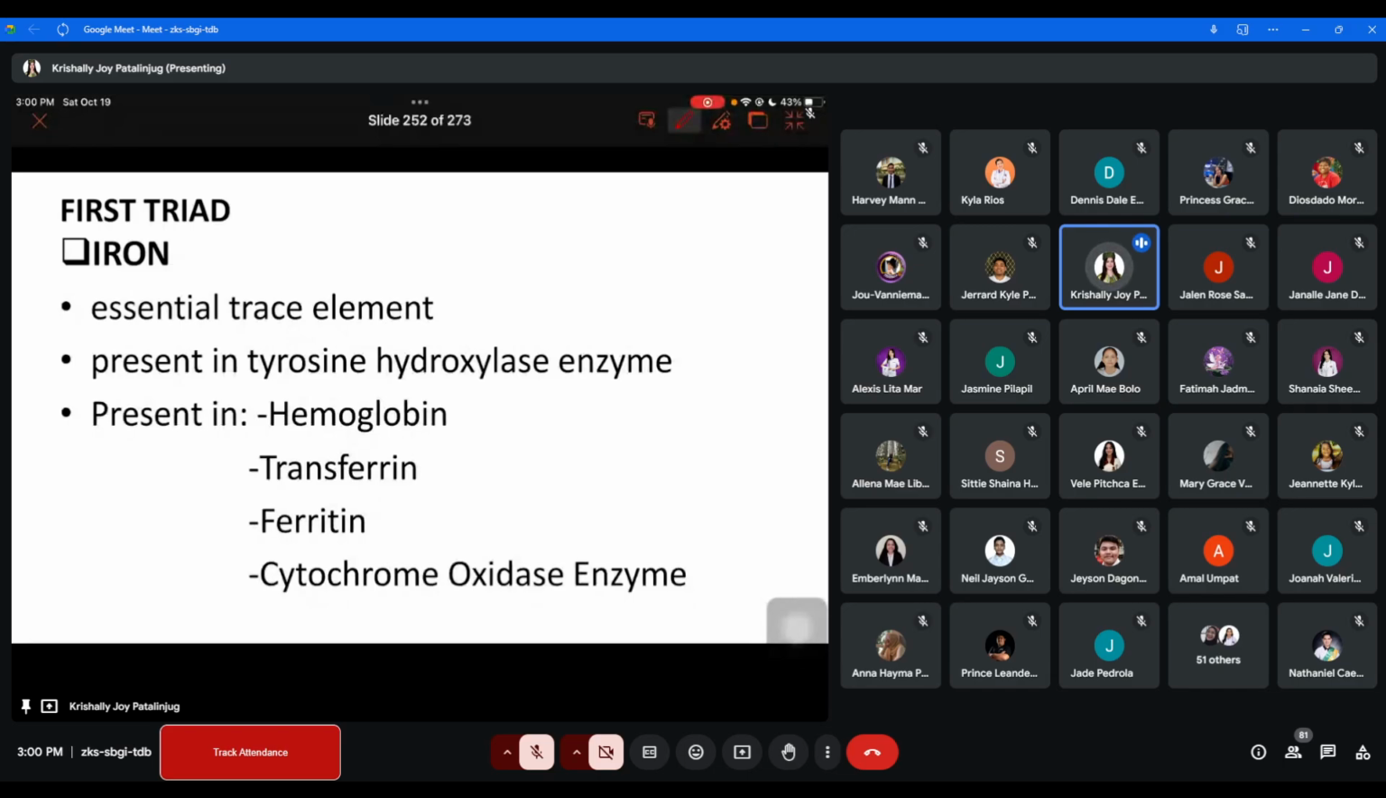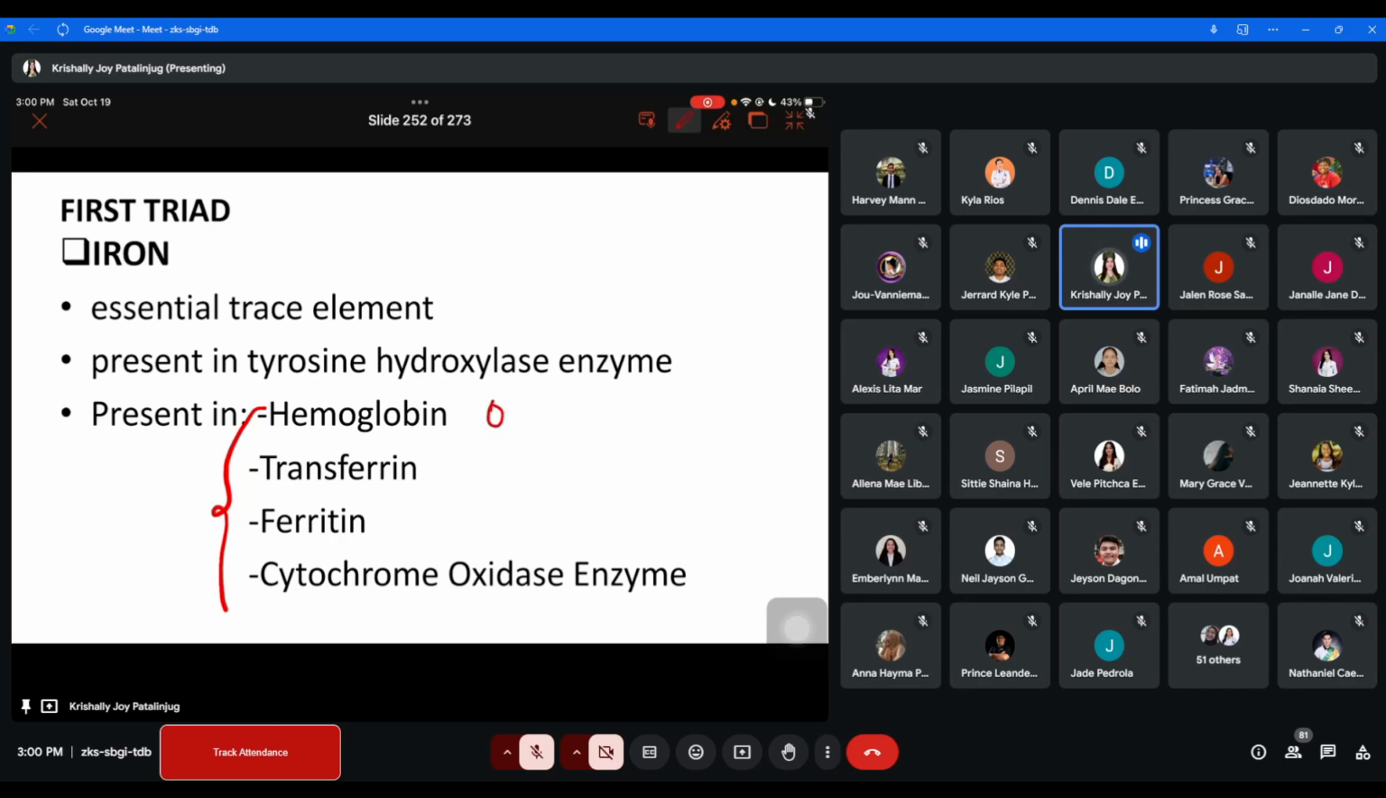Okay, for the uses, essential trace element, yes, of course, ang iron. In fact, na-mention natin siya na hematinic agent ang iron. Importante siya kasi sa kanya directly nakabind yung oxygen sa heme ng hemoglobin. Present siya sa enzyme na tyrosine hydroxylase enzyme and present in the following proteins.